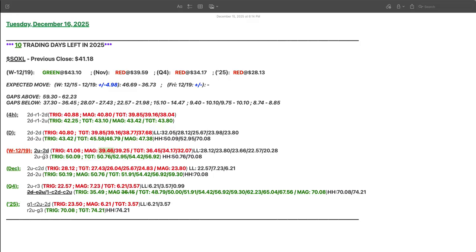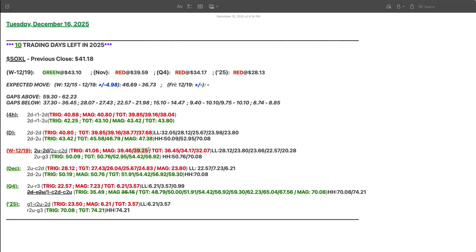We haven't reached it yet. And actually, if we reach that magnitude, we are then triggering a 2 up combo 2 down. So let's actually just put that here. Combo 2 down. All right. This one is not in force yet, so we will unbolt it. So we have triggered the 2 up, 2 down on the week, which the magnitude is 39.46. If we reach 39.46, we then trigger the 2 up combo 2 down, and the magnitude for that is 39.25, right? So not a whole lot more magnitude.